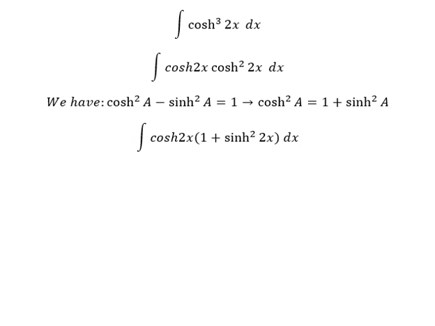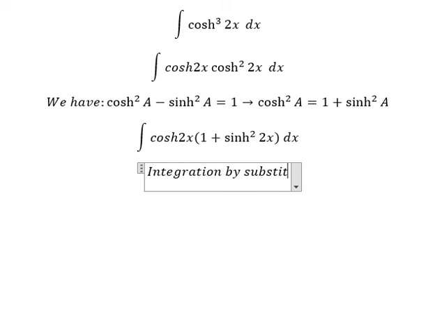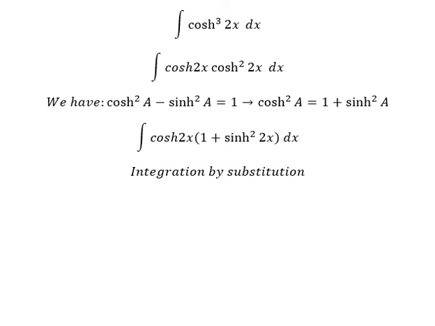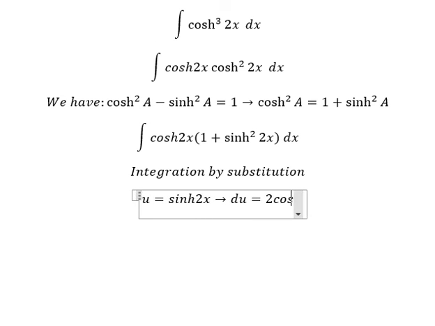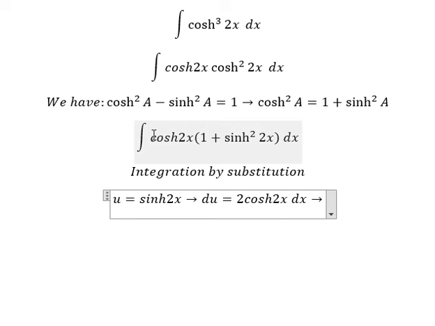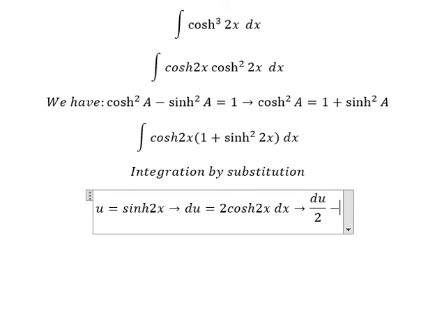Next, we need to use integration by substitution. So I will put u equals sin 2x. After that, we first take the derivative of both sides. We have 2 cosh 2x dx. Next, because we don't have number 2, we need to divide both sides by number 2.